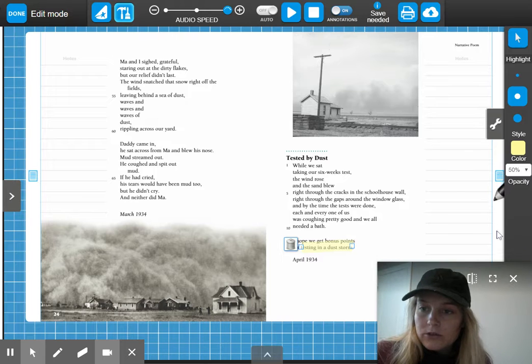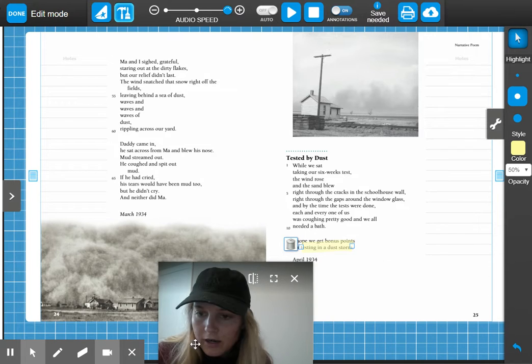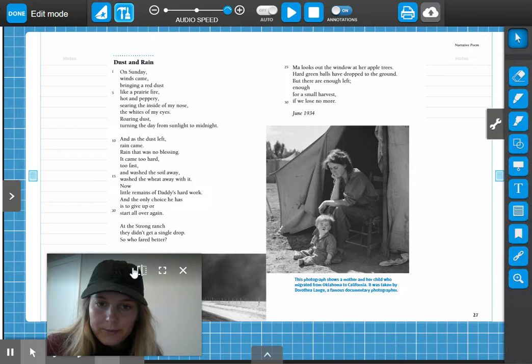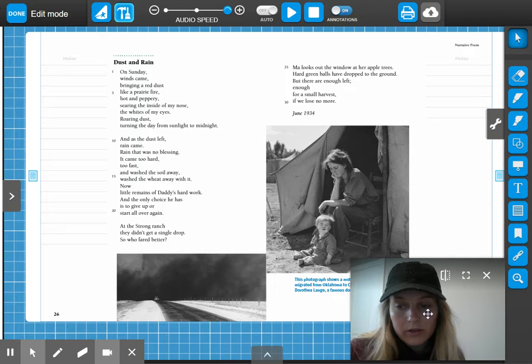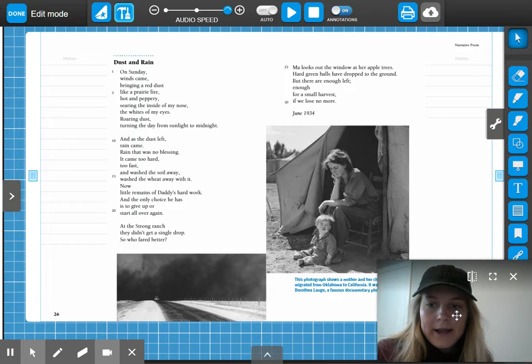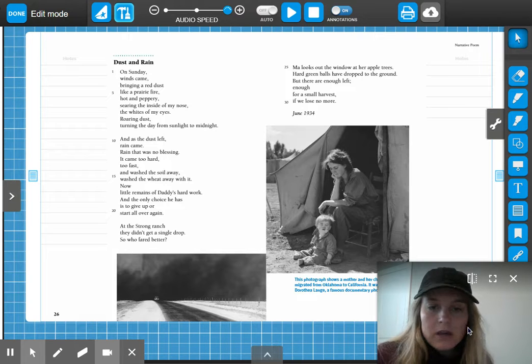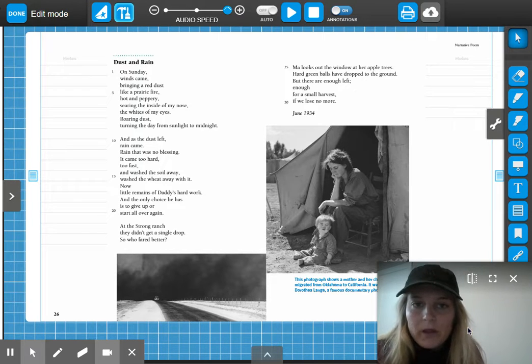As we go on to the next poem, we are going to be looking for those key events in order to summarize. This one here is a little bit longer. Hold on, let me try to move my face. Perfect. So I can turn the page. Once again, we're reading a second poem, or actually third if we count yesterday, and that is called Dust and Rain. We're looking for those key events in order to summarize at the end of the poem.